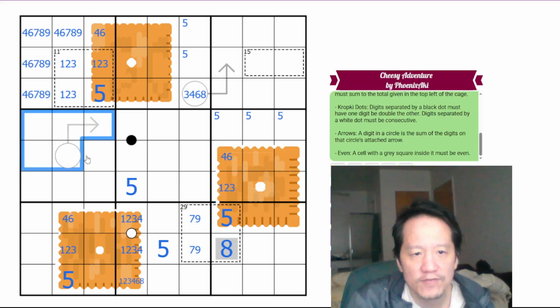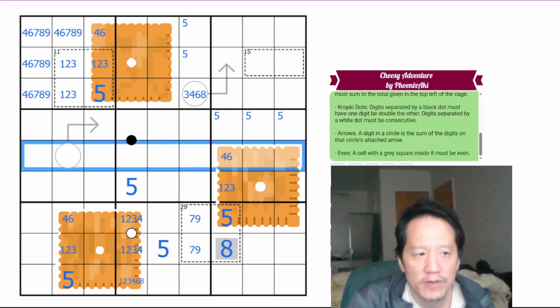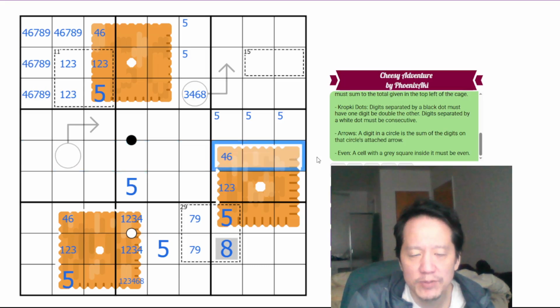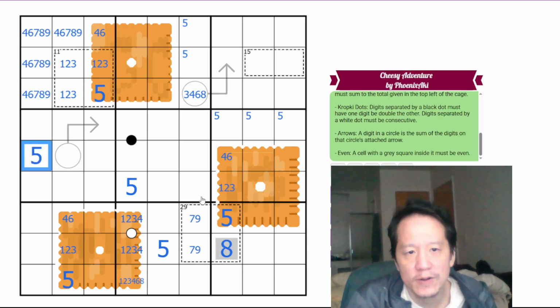Where is the 5 then in column or row 5? Can't be any of these because of the 5 in the box. Can't be here because of the 5 on the Cheez-It. Can't be either of these because of the 5s there. So this must be a 5 here.